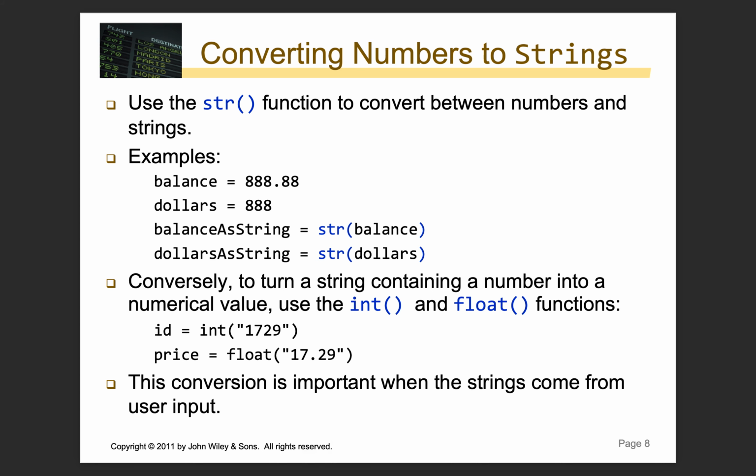The second conversion here, not the top half of turning integers and floats into strings, but turning strings into integers and floats, is very, very important when we come to talking about user input, because user input is by default turned into a string. So if we have the user enter a number, that number is going to currently actually be stored as a string. If we want to do normal arithmetic with it, we're going to have to turn it into either an integer or a float.